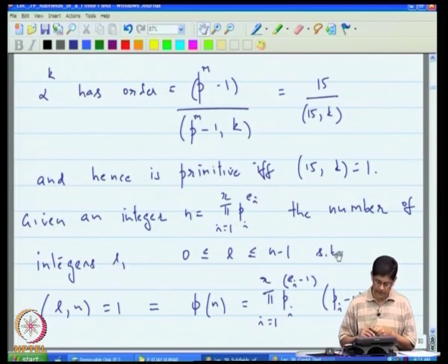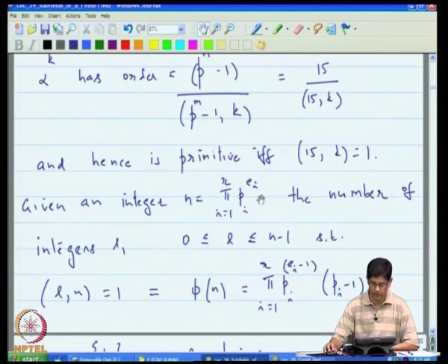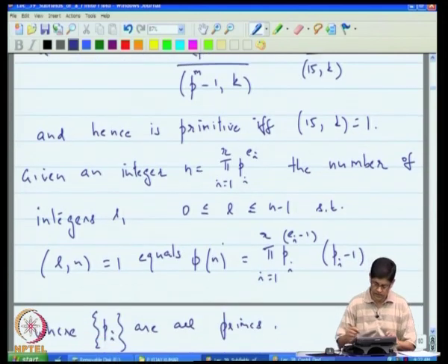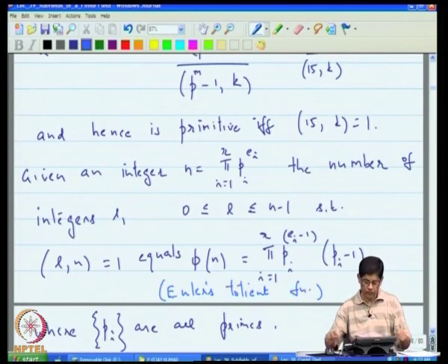Now, as an aside, it turns out that if you are given an integer which is the product of a power of primes, distinct primes, the number of integers L, where L is strictly less than n, such that L and n are relatively prime, is given by, so let us write this out in words just so that it is a little less confusing. Equals, and this function here is called Euler's totient function.